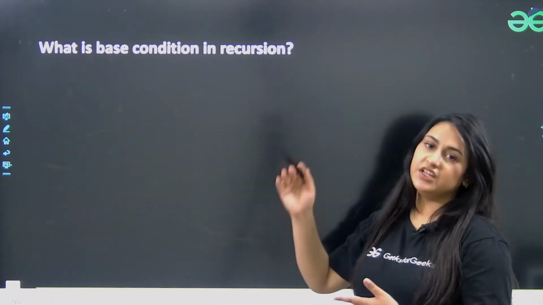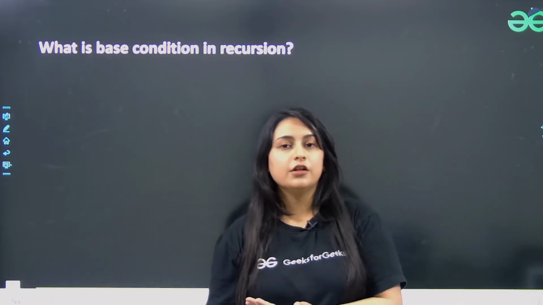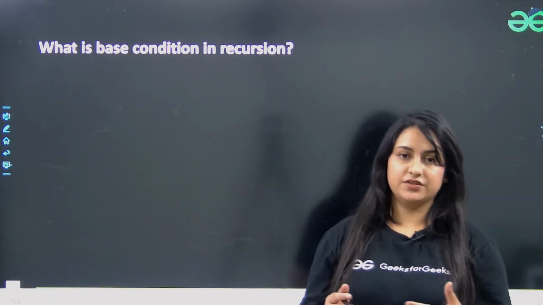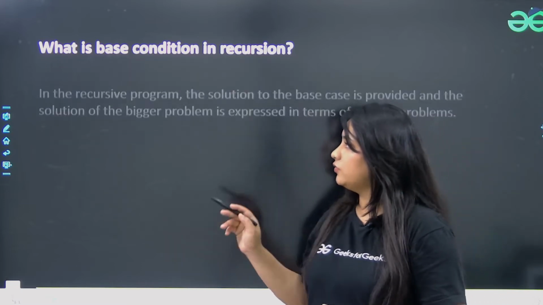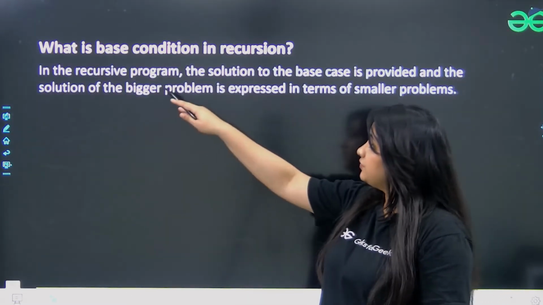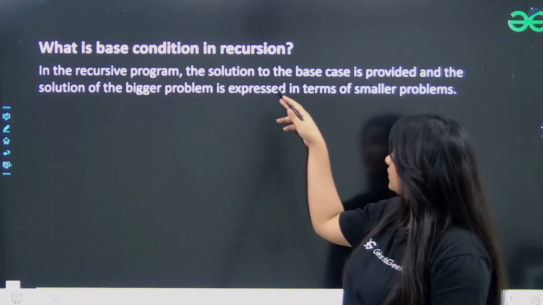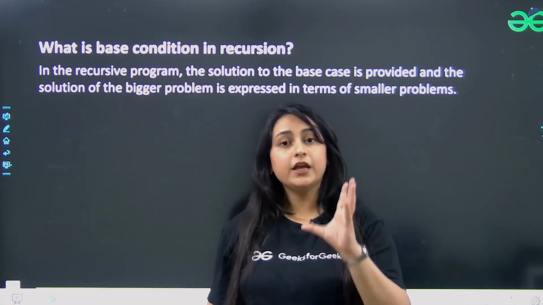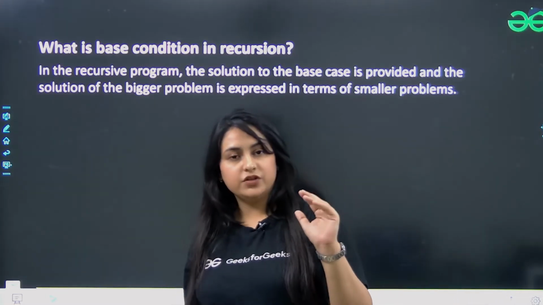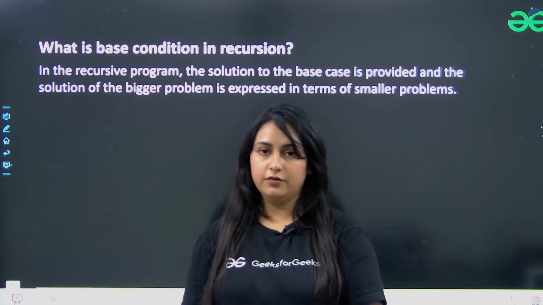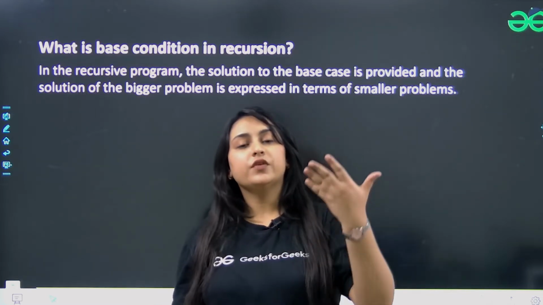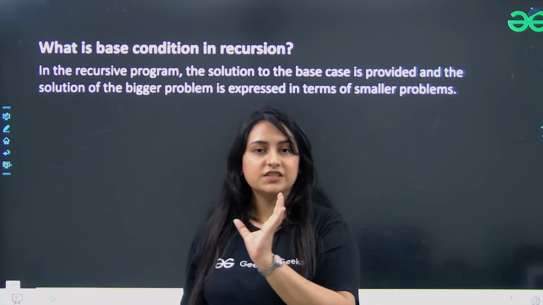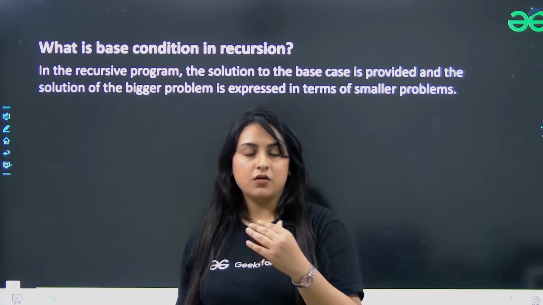What is the base condition in recursion? You must have heard a lot of times about the base condition of a recursive function. Let me tell you what a base condition is. In a recursive program, the solution to the base case is provided. What happens in a recursive function is that we call the same function in which we are. Let's just talk about direct recursion. We make the same function call, and the change that we make is that we decrease the size of the problem.